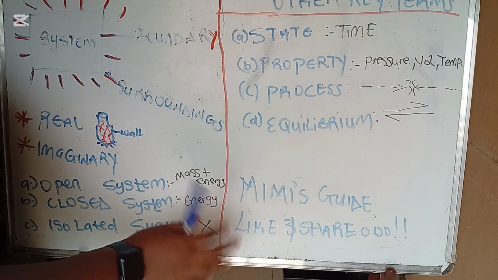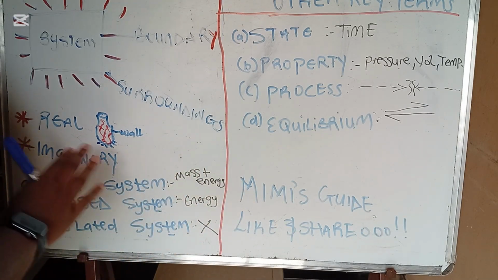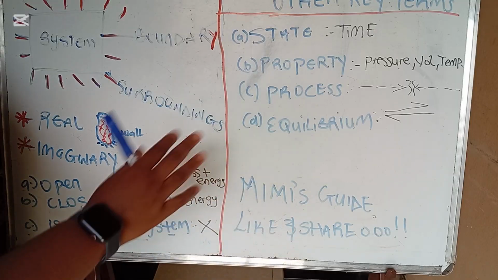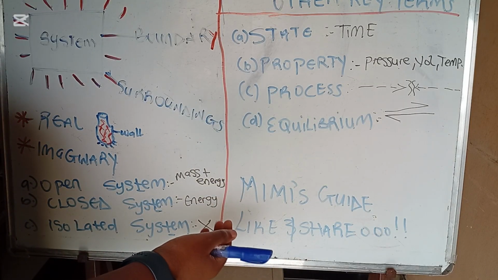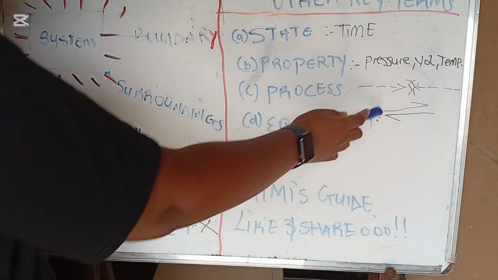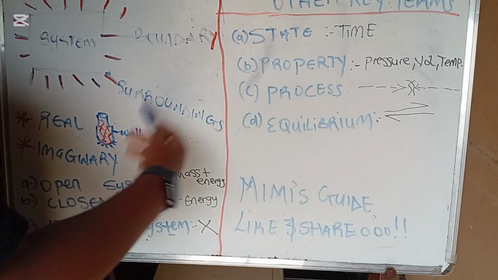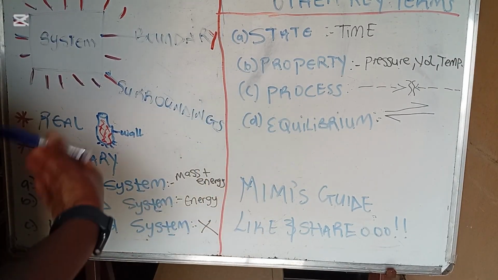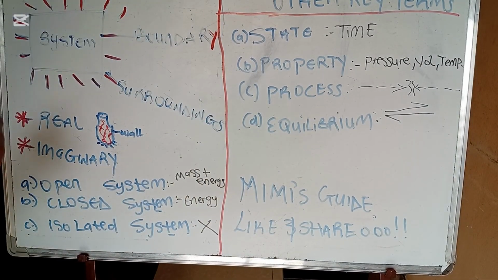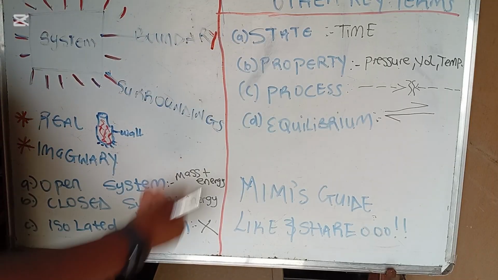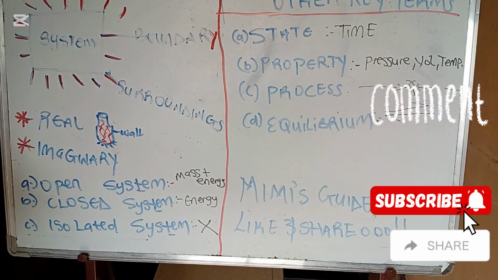Then finally, number four, we have equilibrium. Equilibrium simply means there is no change in the system with time. It just means balance. Actually, it means that what is A is B and what is B is A. That is basically the most simple definition of these key terms, and that will be all for this video.